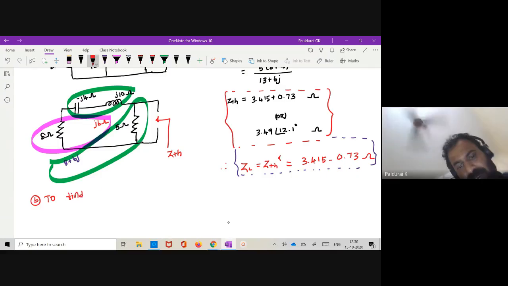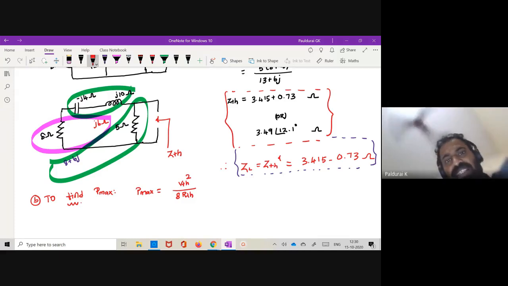Subdivision B is to find P max. In order to calculate P max, you know the formula. Please remember this formula. It is VTH squared divided by 8 times RTH. Sir, RTH is the real part of ZTH, that you know. It is 3.415. Okay, this is my RTH.